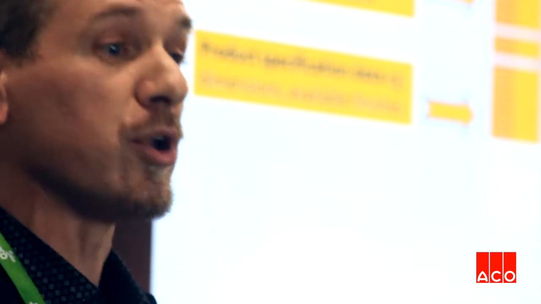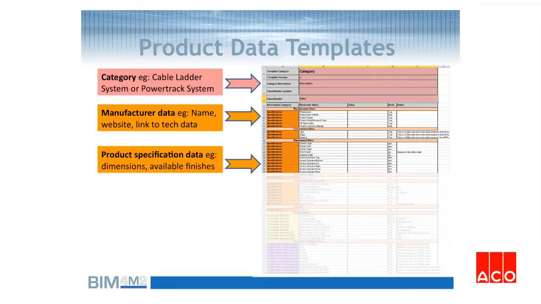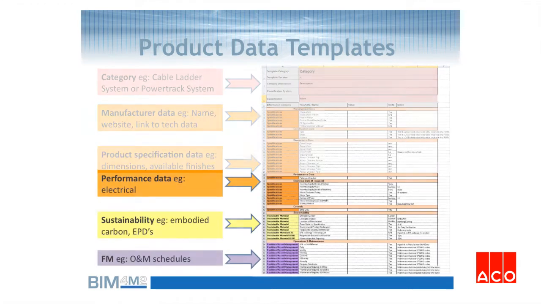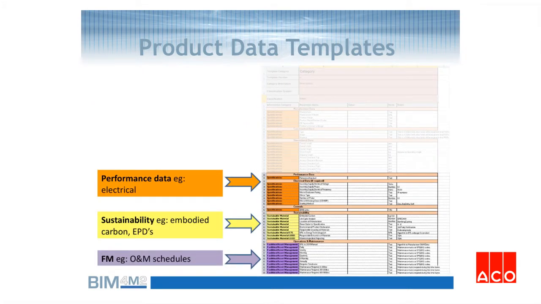Structures data. So my example here shows, and I manufacture, I'm not plugging anything, cable ladder, power track, amongst other stuff. I've got simple categorization here for my product, my system. I've got some manufacturer data, and I also have some product specification data. Little categories that I can fill in. Further down the list we can see here performance data, electrical specifications, sustainability issues. I've got lots of different sections here I can fill in, and I can put web links to my own specific data, and I can do some stuff for the FM guy. So I can build him a big O&M schedule using a product data template.